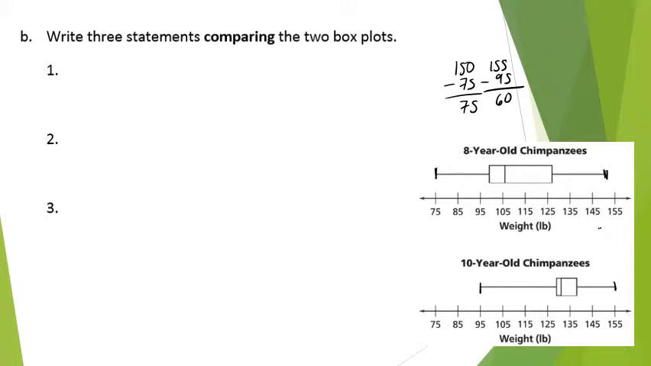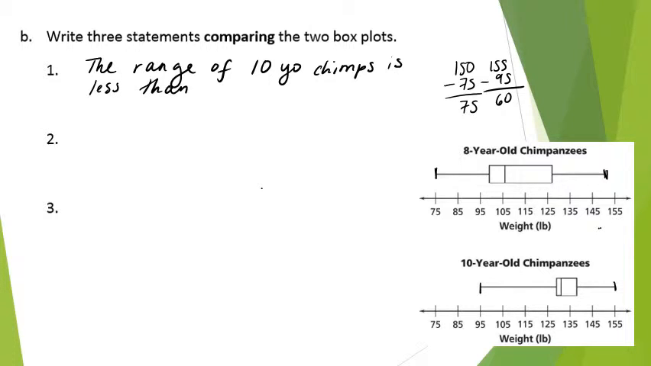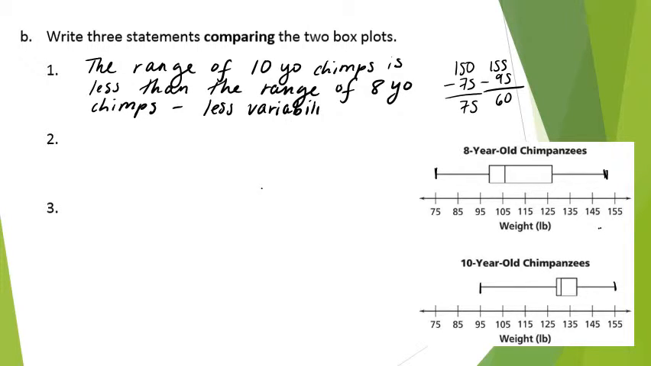So I may be noticing that the range of 10-year-old chimps, I'm going to say 10YO for year old, and chimps for chimpanzees, is less than the range of 8-year-old chimps. Right? So in other words, I'm saying that there's less variability in the 10-year-old chimps. Right? And maybe that makes sense to me because I'm thinking about how as animals get older, maybe they become a little bit more consistent in their weight.